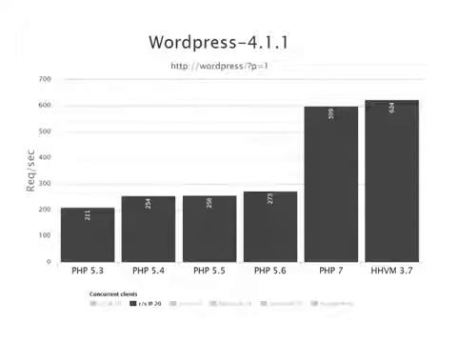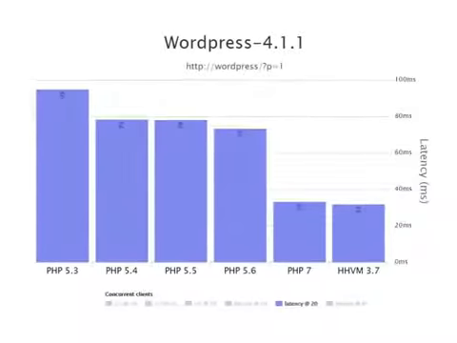If you're running WordPress on PHP 5.3, you're getting about 200 requests per second, right? And upgrading to PHP 7, you get 600 requests per second. So you're basically getting 3 times the speed out of it. And you see that on the latency side as well, right?